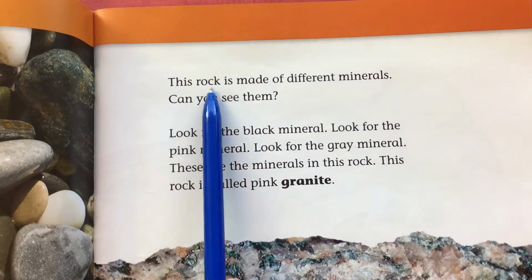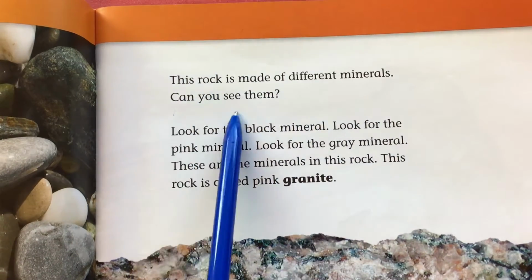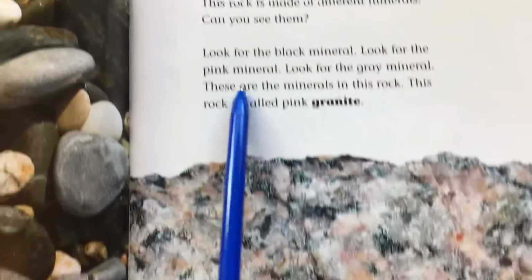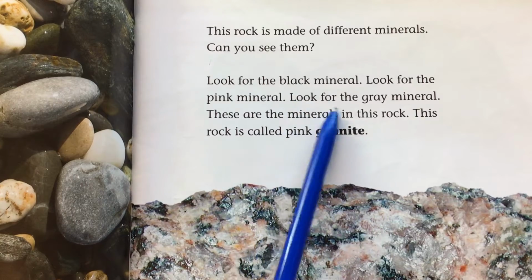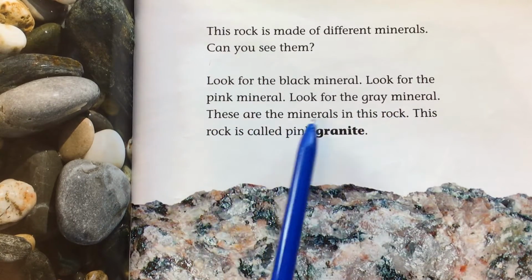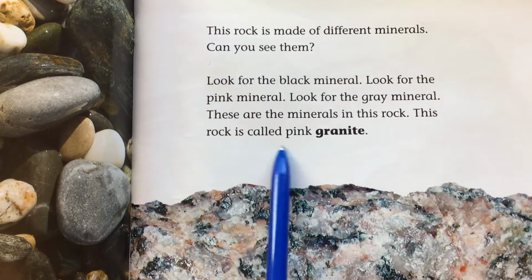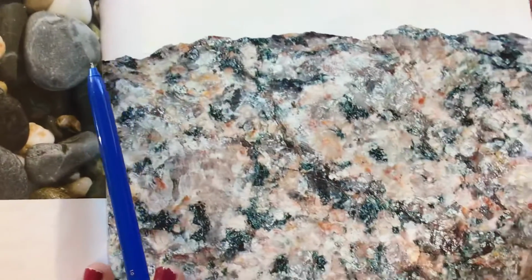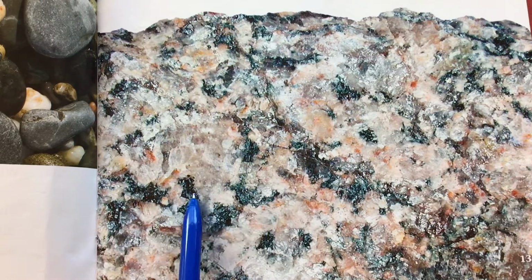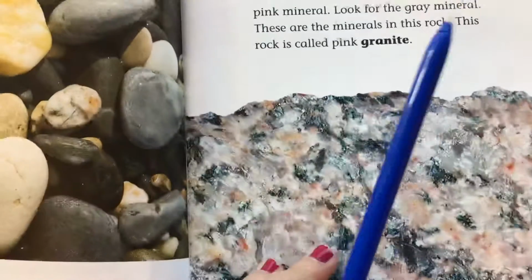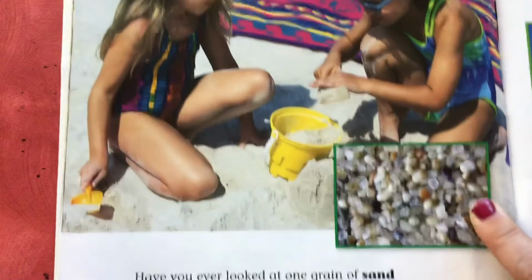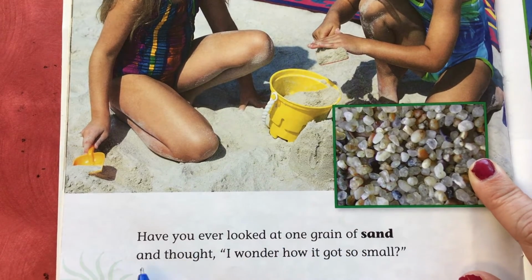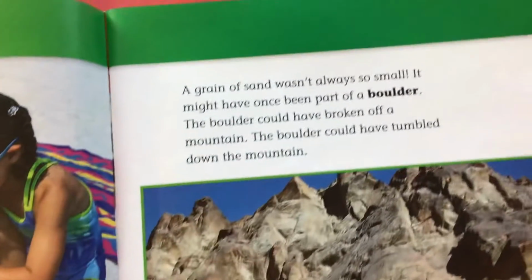Page 13. This rock is made of different minerals. Can you see them? Look for the black mineral. Look for the pink mineral. Look for the gray mineral. These are the minerals in this rock. This rock is called pink granite. Ooh, look at all the different colors in it. I see black, brown, gray, some pinkish. Page 14, the story of sand. Have you ever looked at one grain of sand and thought, I wonder how it got so small? I know I have.